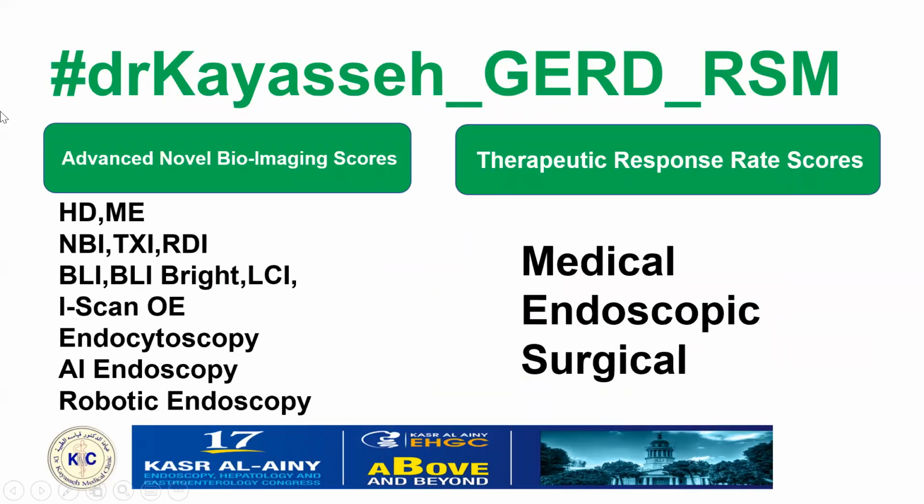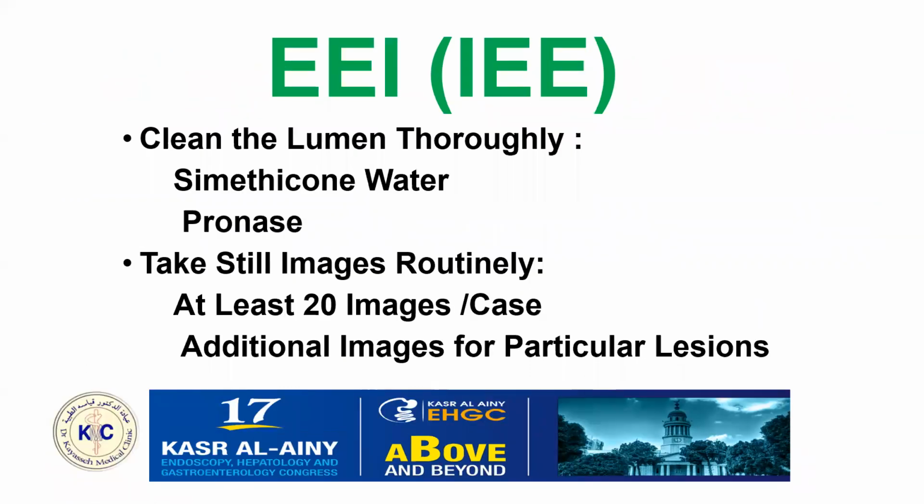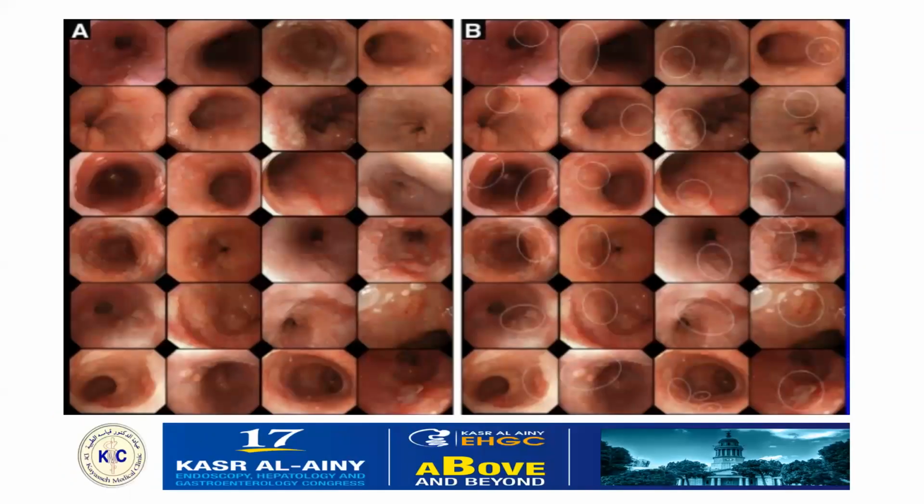The most important is what we are going to use in endoscopy. Are you going to use high definition magnified endoscopy? Are you going to use NBI, TXI, and the others, BLI and the others, or i-Scan and OE, endocytoscopy, artificial intelligence endoscopy? All this depends on how we are going to classify our GERD patient. And the most important, in enhanced endoscopy imaging, or image enhanced endoscopy, we should clean the lumen properly, and we should take so many pictures. Why? To do proper mapping for the lower esophageal reflux disease.